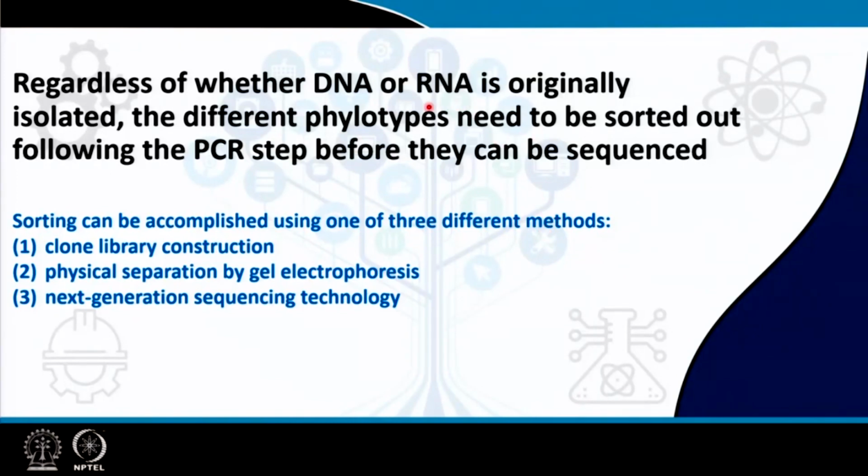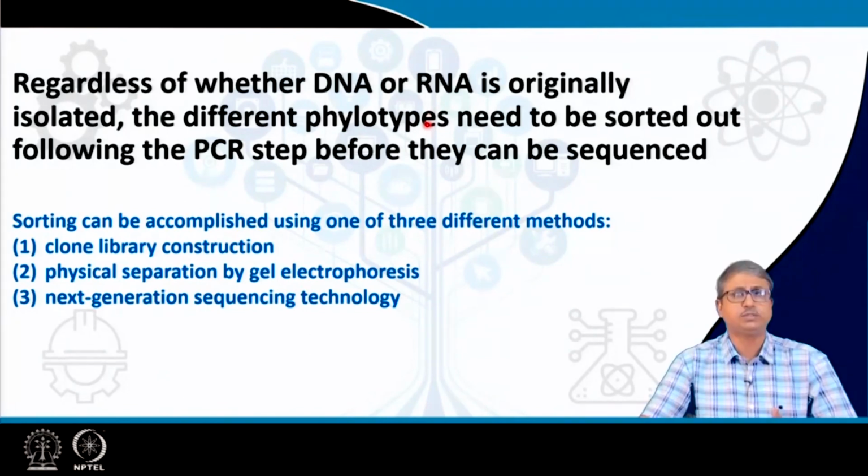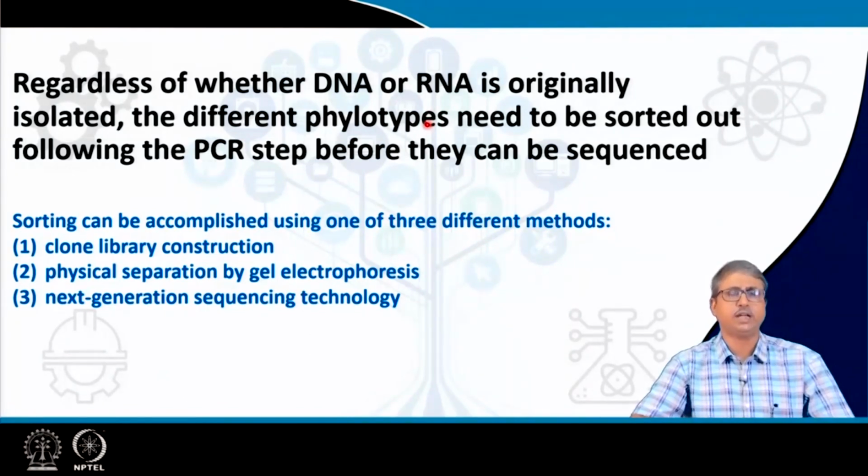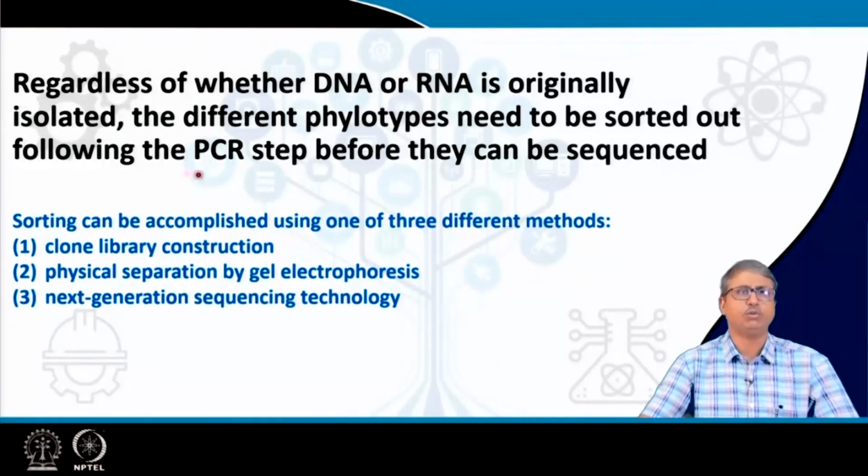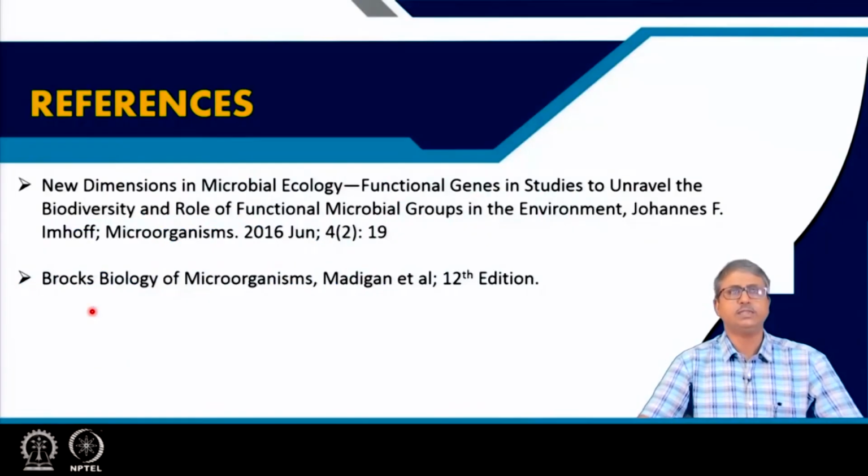So, these different phylotypes, which represent different species, need to be sorted out or segregated. This segregation is done by three methods. One is the clone library method, another is the physical separation by gel electrophoresis, that is, the DGGE method, and the last one is the high throughput deep sequencing, that is, the next generation sequencing technology based method.